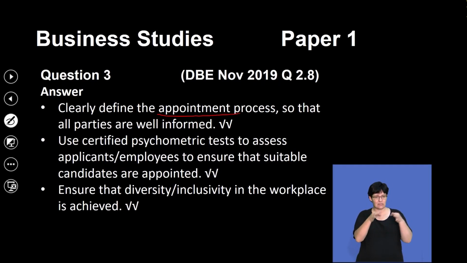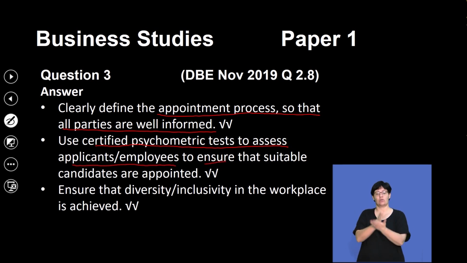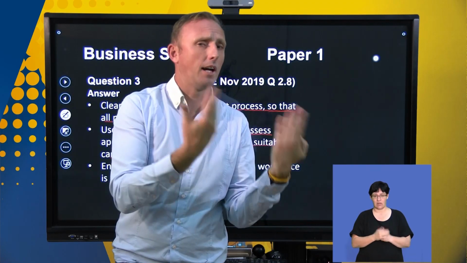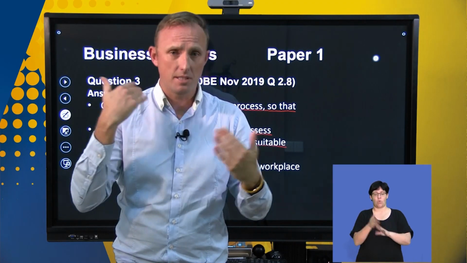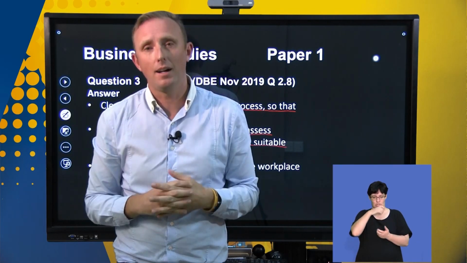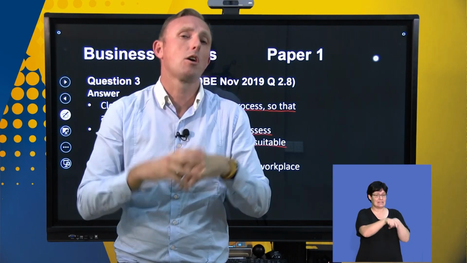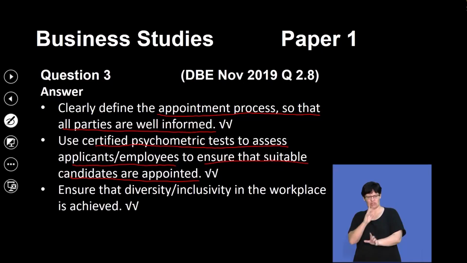Right, clearly define the appointment process so that all parties are well informed, so that there's no miscommunication or mistrust. And we use certified psychometric tests to assess applicants or employees to ensure that suitable candidates are appointed. So you can only use psychometric tests when it is applicable to that industry. So if you're an airline pilot, you're going to have to go on certain tests, right? That is applicable for when the pilots are flying a plane. Now, they can't use those same psychometric tests for myself as a teacher because it's not relevant to the work that I'm doing. And ensure that diversity and inclusivity in the workplace is achieved.